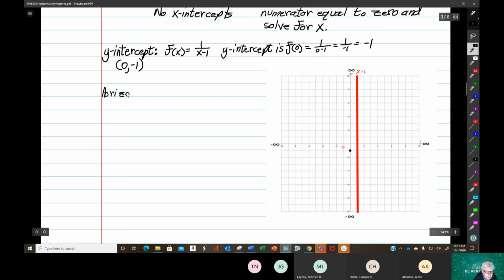Would horizontal asymptotes be a straight line or like a dashed line? Well, it's usually dashed, but I don't have a convenient dashed line. Will it matter whenever we need to graph it? No, not at all.